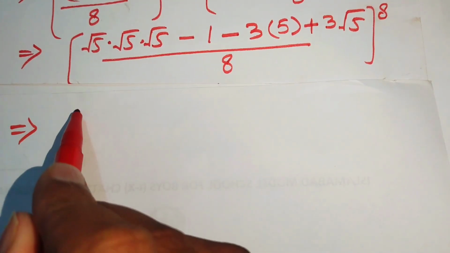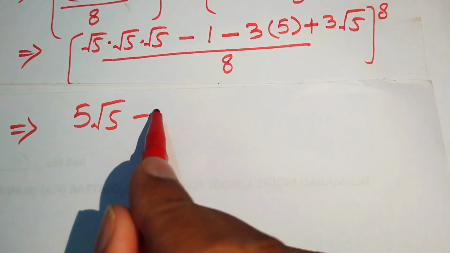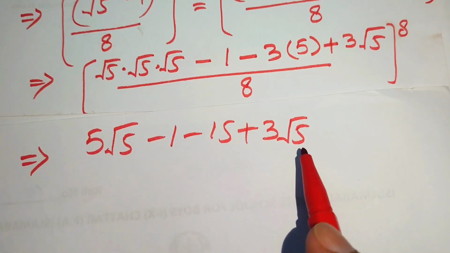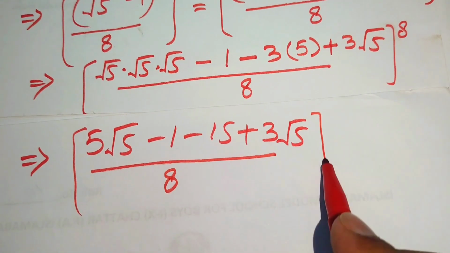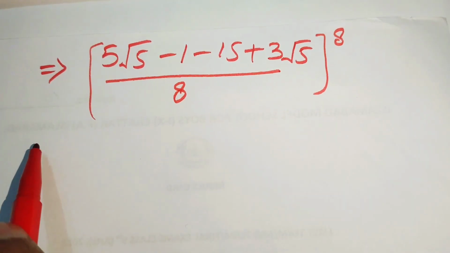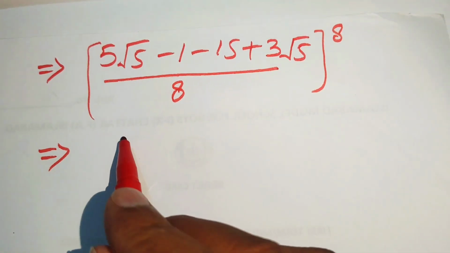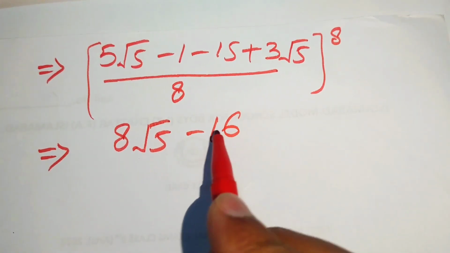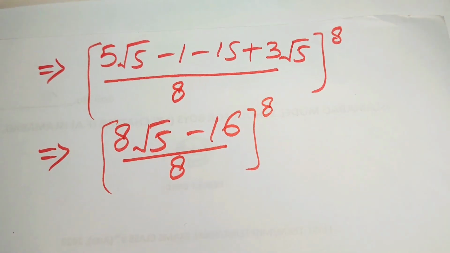And after this step, if you multiply this square root of 5 by square root of 5, then we will get 5 into square root of 5, and here you have minus 1, and 3 times 5 becomes minus 15 plus 3 into square root of 5, and it is divided by 8, and its whole exponent is also 8. So here we need more simplifications, and we add or subtract the like terms. So you have 5 square root of 5 plus 3 square root of 5 equals 8 into square root of 5, minus 1 minus 15 equals minus 16, and it is divided by 8, and its whole exponent is also 8.